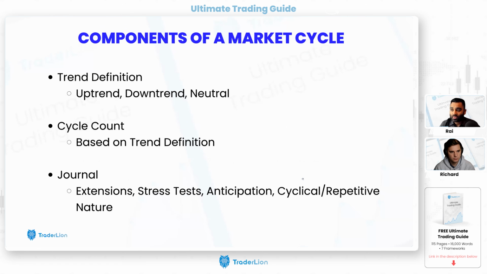So components of a market cycle, there are 3 different components that we'll get into, and then the 7 different steps to build your own. The 3 different components and how I break it down is, first, you have to have a trend definition or identification system. It could be as simple as, the S&P moves above the 10 MA, I define that as an uptrend, and the S&P moves below the 10 MA, I define that as a downtrend. When the S&P chops around the 10 MA, I define that as neutral.